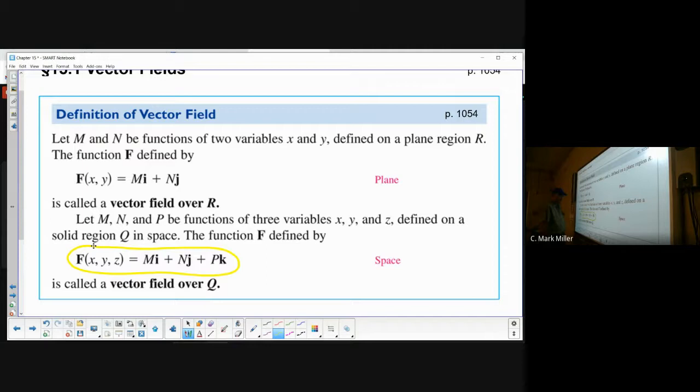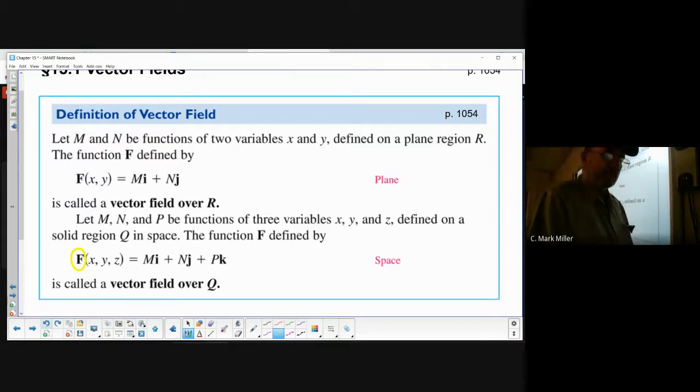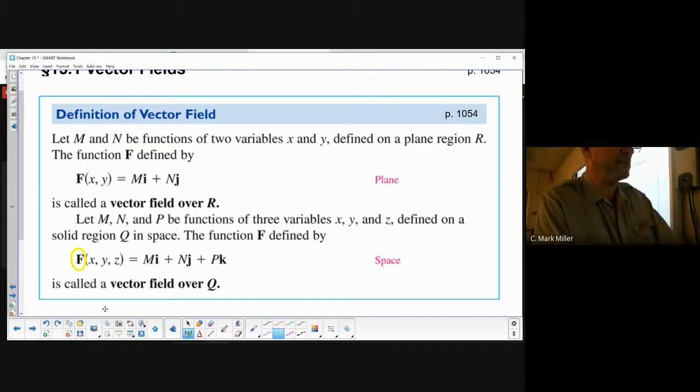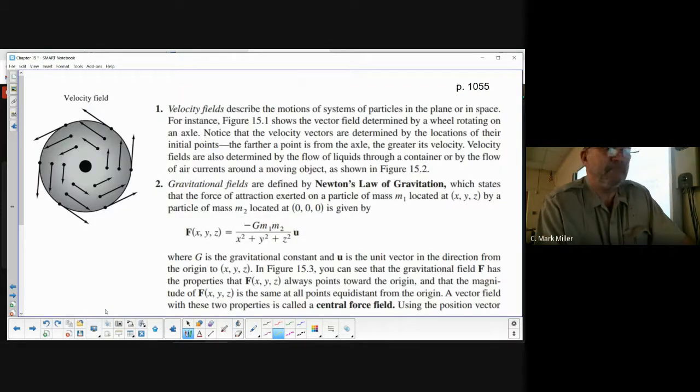Okay. Notice we designate vector fields with a capital bold F. Now you don't have to do the bold, but the capital F as opposed to a little f to distinguish it from an ordinary multivariable function. All right, so it's going to assign every point in a space a vector. There's 3 interesting examples that the book gives.